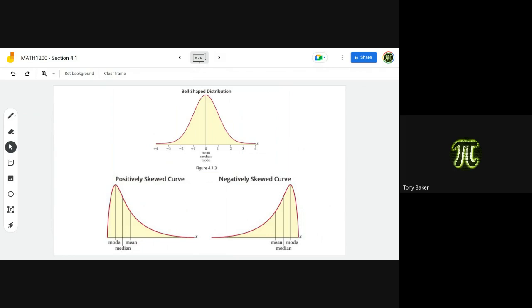So the bell curve, your mean, your median, and your mode are all right in the center. The number that would appear most often is in the center, and your mean and median are identical if it's perfectly symmetrical. If it's not, it's skewed.